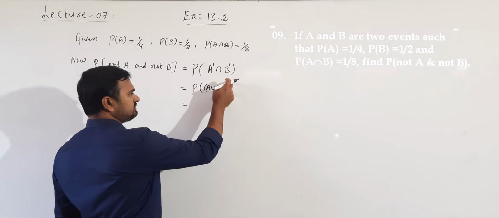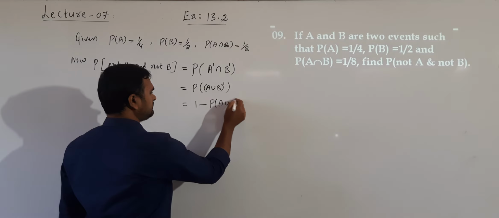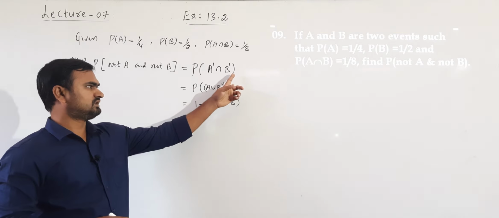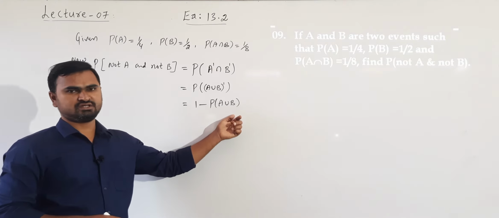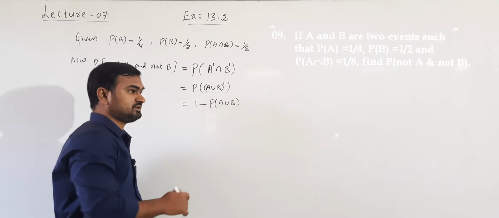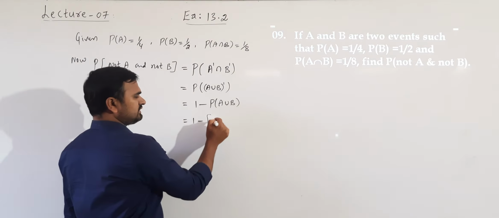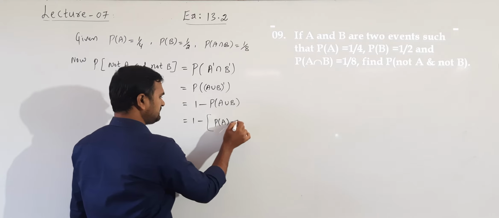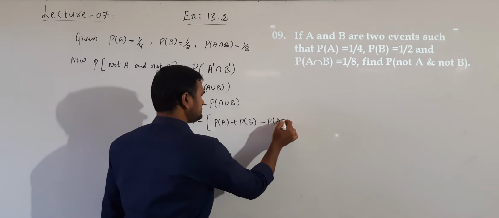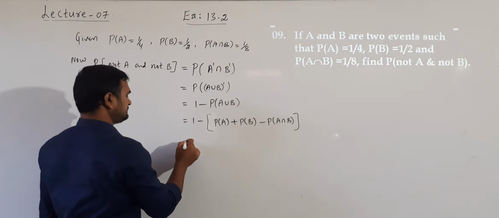And what is A union B whole dash probability? 1 minus probability of A union B. Okay. Probability of A union B whole dash, I can write 1 minus P of A union B. All these notation formulas we already discussed in previous classes. So 1 minus P of A union B, I can write as P of A plus P of B minus P of A intersection B. Now all these quantities are given, you can substitute.